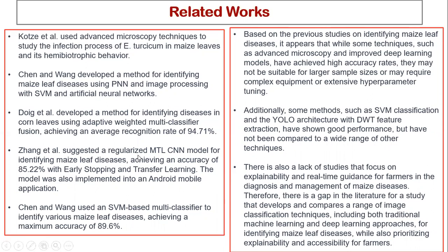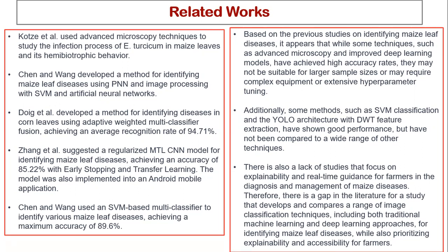Now Zhang suggested a regularized MTL-CNN, which had an accuracy of about 85.22% with early stopping and transfer learning. Now, there are so many others, but based on these studies, we can see that techniques like, for example, the advanced microscopy and improved deep learning models have high accuracies. They're actually very accurate, but they are not suitable for larger sample sizes or may require complex equipment or extensive hyperparameters. Additionally, some other methods, for example, the SVM, I haven't included them in this, but they're in the proposal.